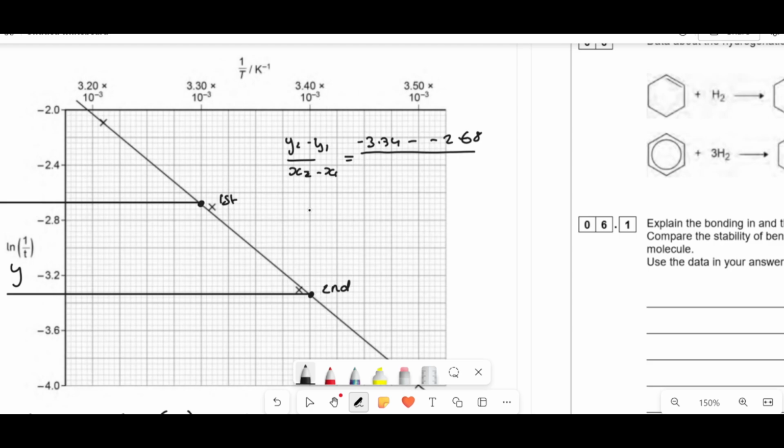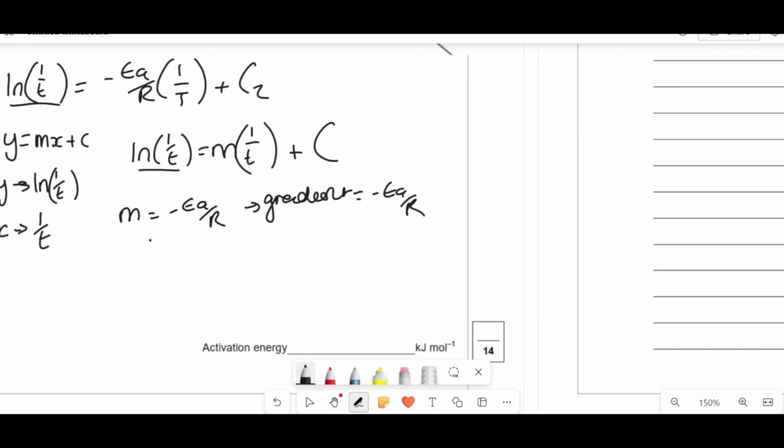So second x coordinate, which is going to be the 3.4 times 10 to the minus 3, minus our first x coordinate, which I picked was here, sorry. So it's 3.3 times 10 to the minus 3. Now if I do that, we get a gradient of minus 6600. Right, and that's right. It should be a minus because it's going down. Cool. So if we come back here, then we know that the gradient is minus Ea over R. So we now know that minus Ea over R is equal to minus 6600.